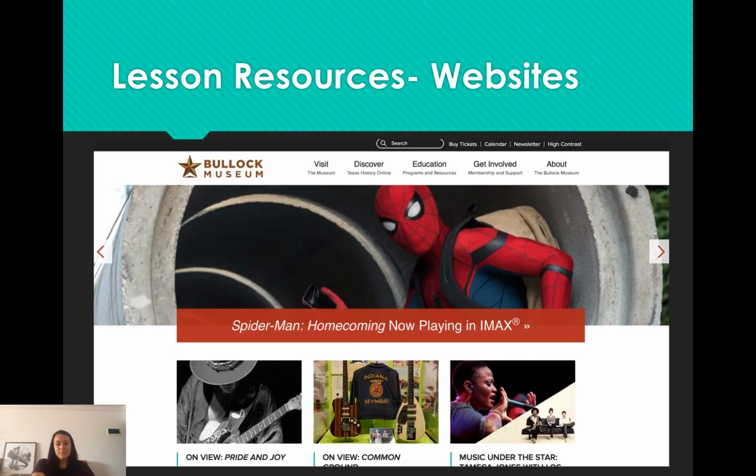Alrighty, and a couple of resources. There are some websites that I mentioned earlier, but I wanted to give you just a quick screenshot of them so you know what they look like. That will be really great resources for all of the lessons in this unit. The first one is the Bullock Museum. I always click over here to the Discover side, and I get a lot of really great resources there.